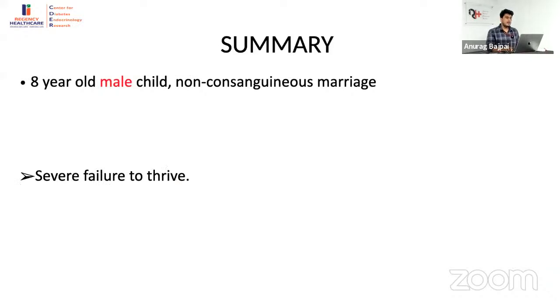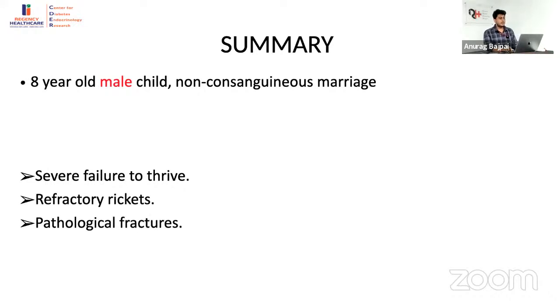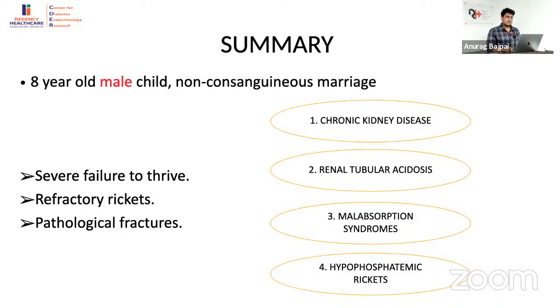After the examination findings, we had this 8-year-old male child born of a non-consanguineous marriage with severe failure to thrive, refractory rickets, and pathological fractures. What's the hearing? Normal, sir. So these would be the probable differential diagnoses I would like to rule out.